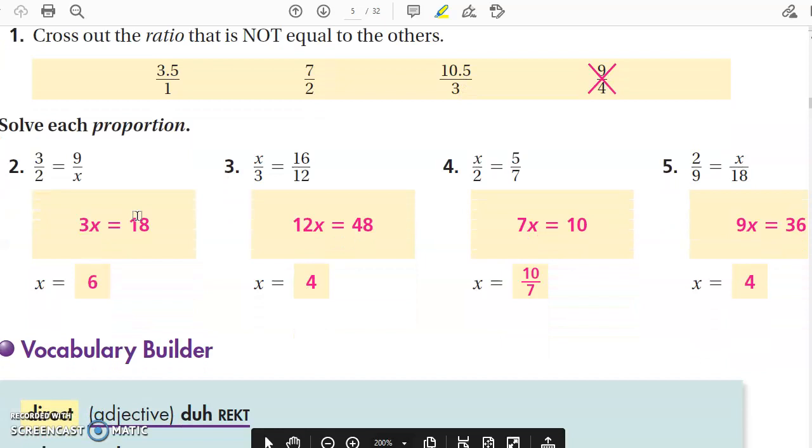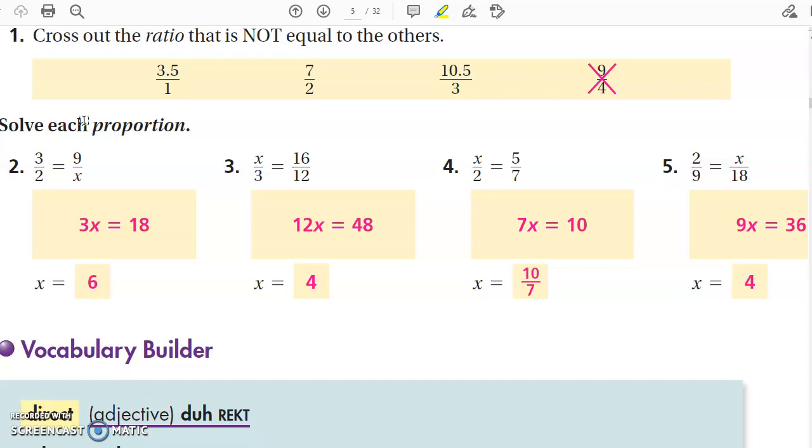Number 2, solve each proportion. Who remembers how to do this? Do you remember how to do this, guys? 3 over 2 equals 9 over x. This is something you learned way back in cross multiply, correct? You learned it way back in Mr. Weckeser's class, in middle school, when you guys were the coolest.